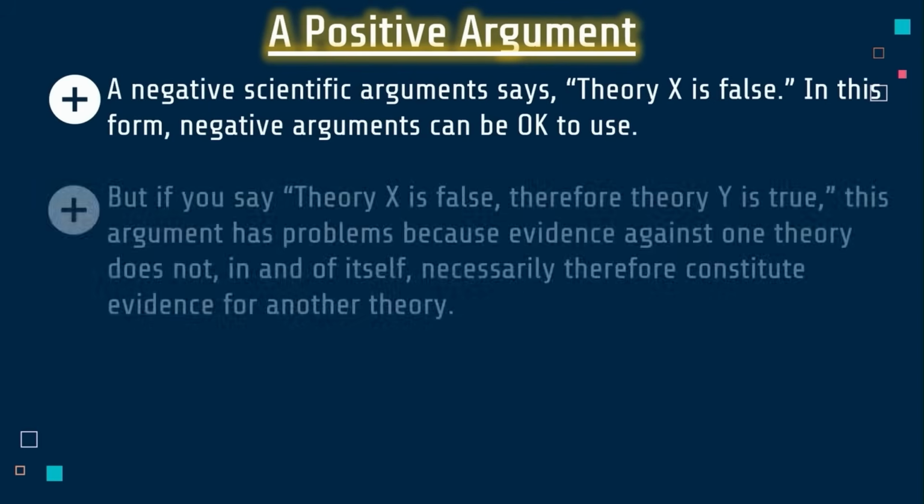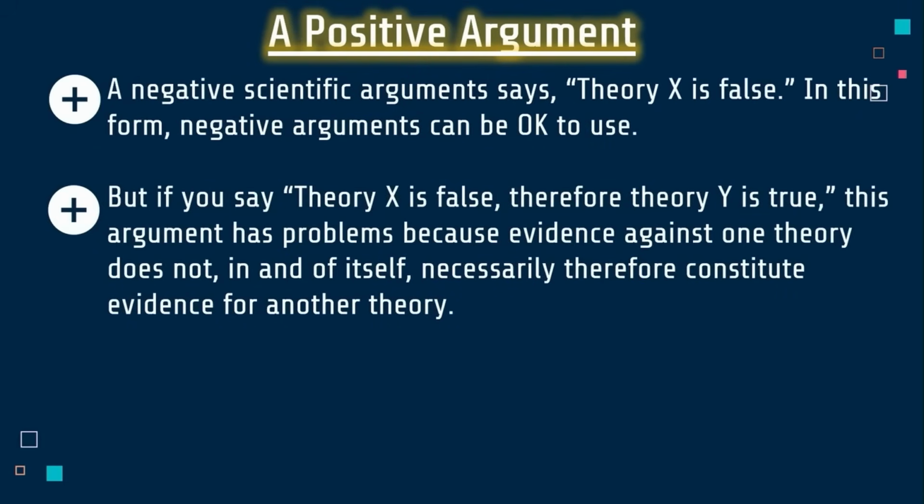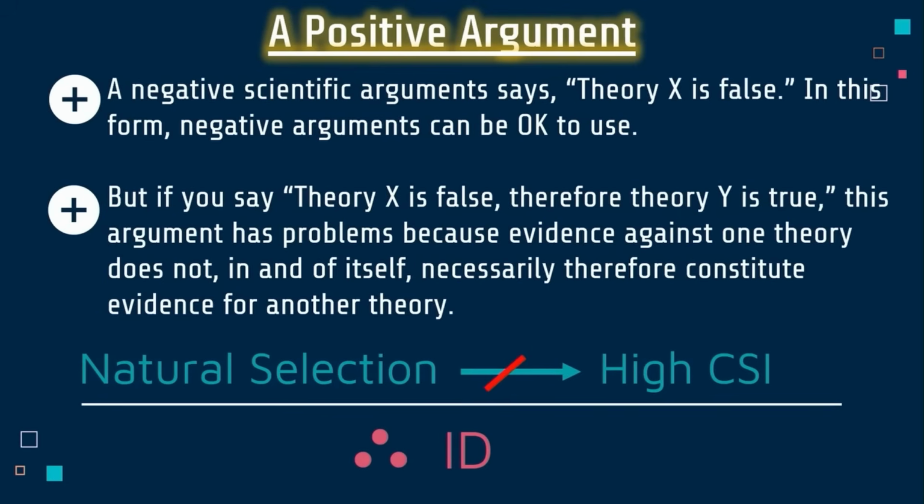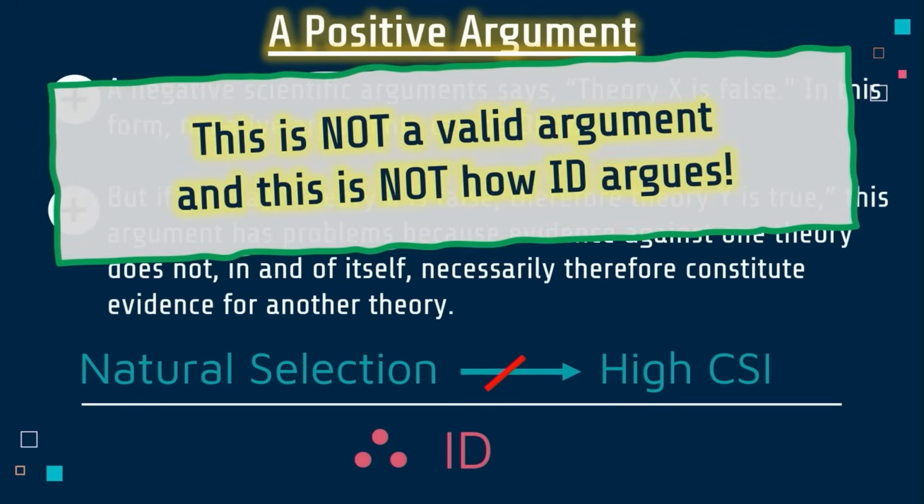But if you were to then say, theory X is false, therefore theory Y is true, this argument would have problems because evidence against one theory does not necessarily in and of itself constitute evidence for another theory. So for example, if I were to say that natural selection cannot explain high levels of complex and specified information, or CSI, therefore intelligent design, that would not be a valid argument. We can't just say, okay, natural selection can't do it, therefore intelligent design. But the good news is that this is not how ID argues.